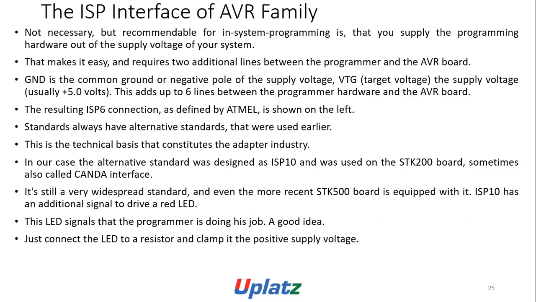Not necessary, but recommendable for in-system programming is that you supply the programming hardware from the supply voltage of your system. That makes it easy and requires 2 additional lines between the programmer and the AVR board. Ground is the common ground or negative pole of the supply voltage. VTG is the target voltage, the supply voltage, usually plus 5 volts. This adds up to 6 lines between the programmer and the AVR board. The resulting ISP6 connection as defined by ATMEL is shown on the left.